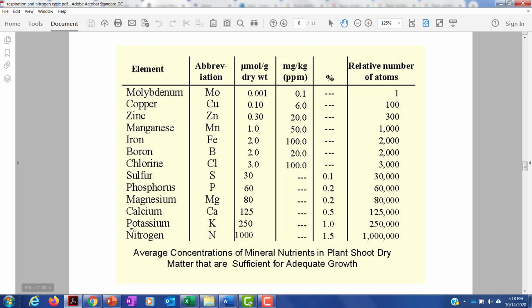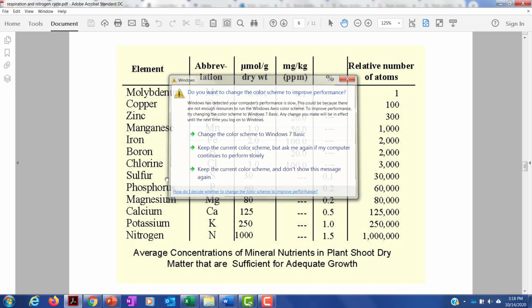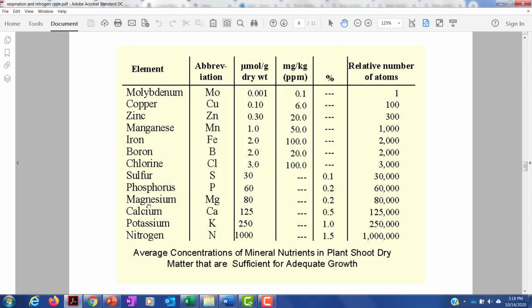Now you get down to here: phosphorus, magnesium, calcium, potassium, and nitrate. Calcium and magnesium are very fundamental elements of the Earth's crust. Again, you'll probably find plenty of that in the soil. And that leaves the big three: phosphorus, potassium, and nitrogen. Nitrogen, potassium, phosphorus, NPK. The chemical symbol for potassium is K.